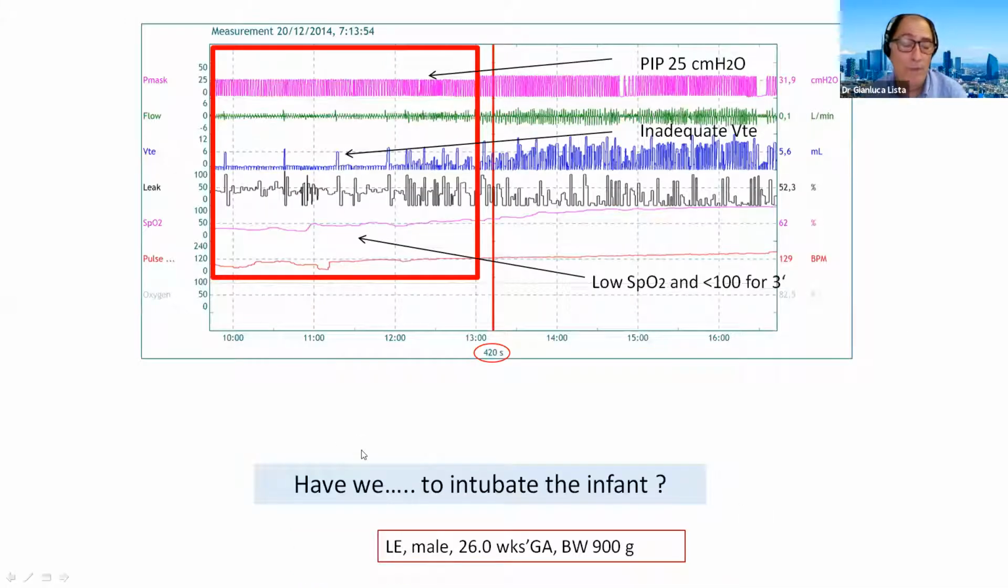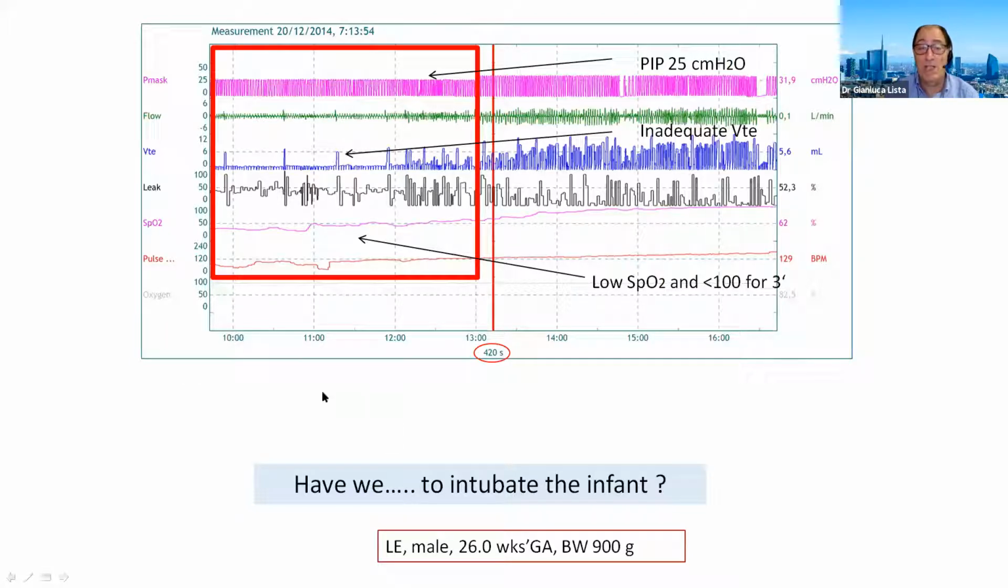I want to show you what happens with another preterm infant, of 26 weeks of gestational age with a birth weight of 900 grams. At the beginning, the baby was managed with PPV, with a peak pressure set at 25 centimeters of water, but the tidal volume was inadequate, even if the flow was normal. So the heart rate was below 100 BPM.